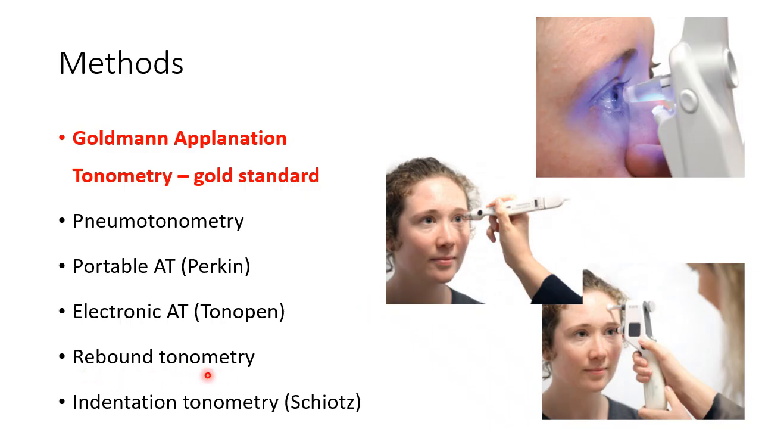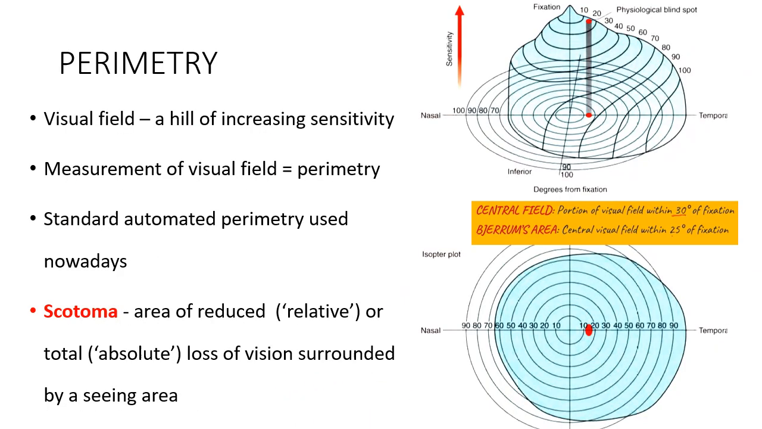Then there is something known as rebound tonometry. This is rebound tonometry, in which there is a very thin ball-like structure that bounces on the cornea and bounces back. And then you measure the corneal hysteresis, in fact. So that is rebound tonometry. And indentation tonometry, which requires the contact of the tonometer on the cornea. This is Schiotz tonometry. It is mostly obsolete these days.